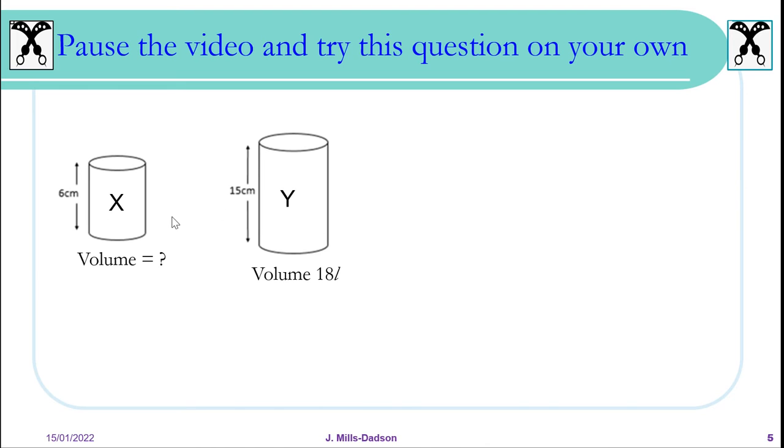Okay. First, work out scale factor of two known corresponding sides. The height is the only two known sides we have. Scale factor is 5 over 2 in simplest form. 15 over 6 is 5 over 2. That is, divide each side by 3.